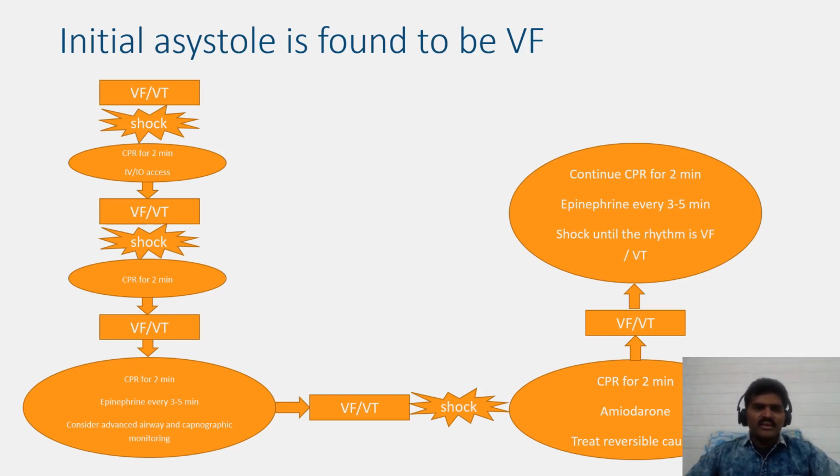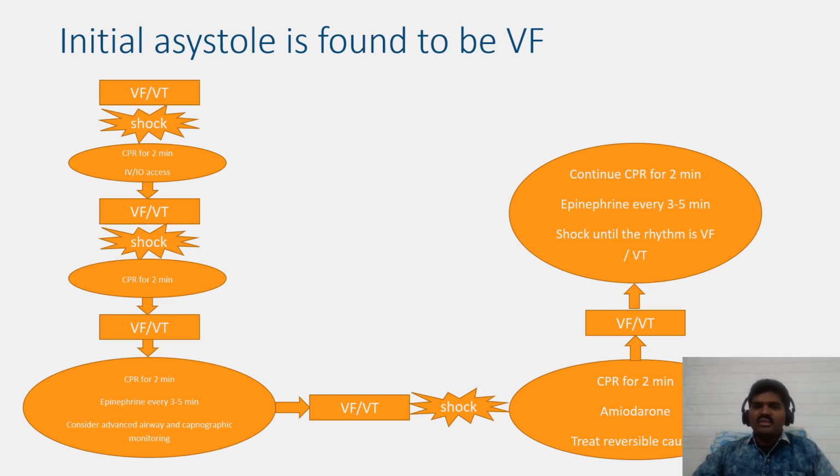Next is CPR for 2 minutes. Epinephrine every 3 to 5 minutes. After 2 shocks, in the third cycle you initiate epinephrine. Consider advanced airway and capnographic monitoring during this phase. Again, in the next cycle you check, and it is still a shockable rhythm. You deliver a shock, and at this stage, that is after 3 shocks, you give 1 dose of amiodarone. The dose of amiodarone in cardiac arrest is 300 milligrams IV bolus, and at this stage you need to think about the reversible causes, try to find out and treat them.